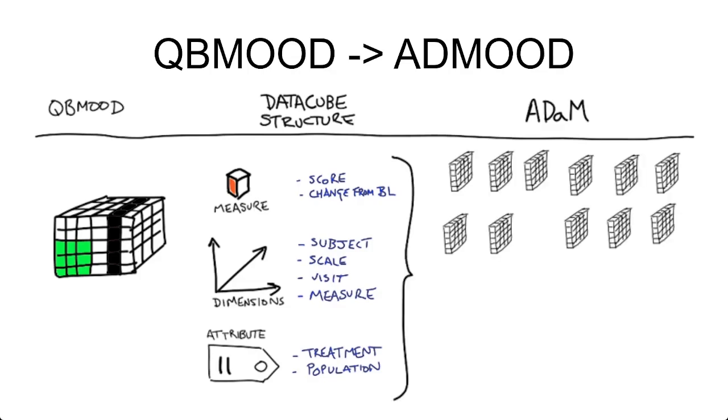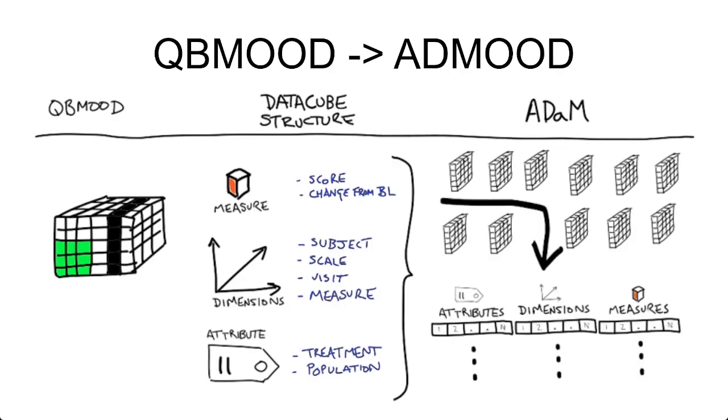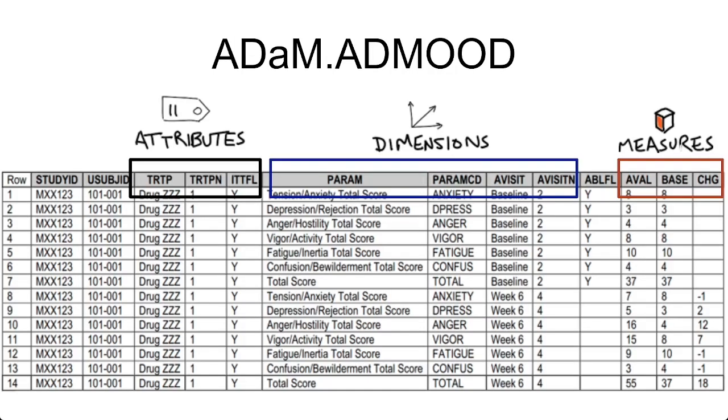nested do loop, where we're going to slice the cube up every way possible. So for every attribute, for every dimension, for every measure, and write them out in a tabular form. What I'm trying to show in the bottom right here is that each of the attributes, treatment and population arm, go across the way. Each of the dimensions, so the subject, the scale, the visit, the measure, going across, and then the score. And doing that in a nested do loop unwinds the whole cube. So we end up with something like this, which is the ADaM dataset.